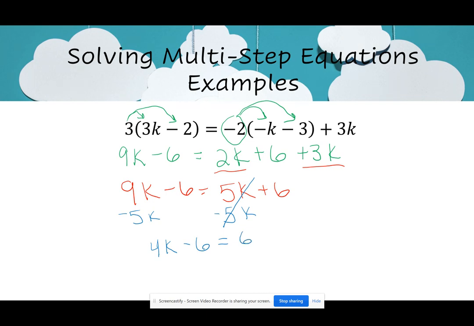So now it looks like our two-step equations. We want to add 6 to both sides. So we're left with 4k equals 12. And as always, our last step is to divide by this 4. So we're left with k equals 3.